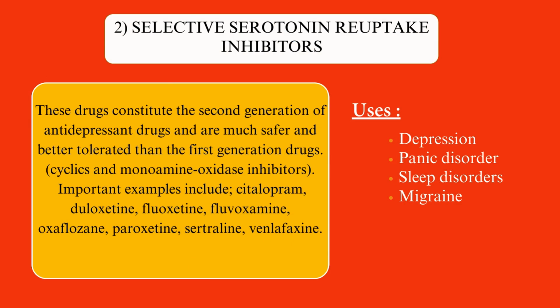Coming to the second generation of drugs, selective serotonin reuptake inhibitors, these drugs are safer and better tolerated than the first generation of drugs, which include cyclic antidepressants and monoamine oxidase inhibitors. Important examples include citalopram, duloxetine, fluoxetine, fluvoxamine, oxaflozane, paroxetine, sertraline, and venlafaxine. They are usually used in conditions like depression, panic disorder, sleep disorders, and migraine.